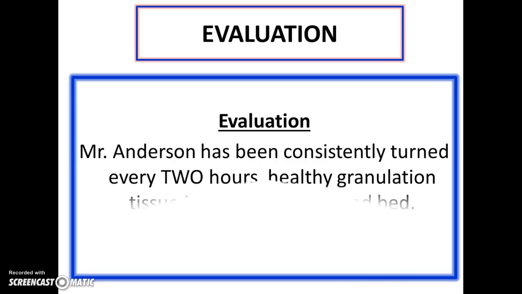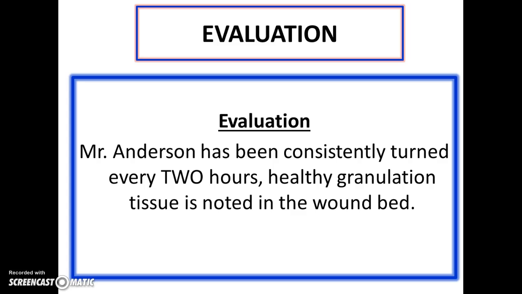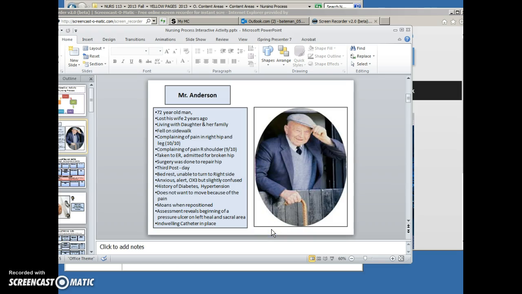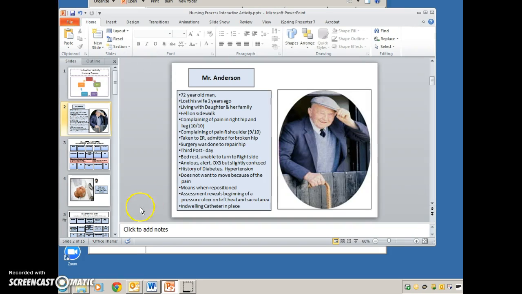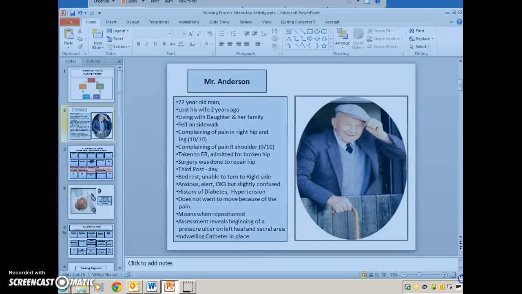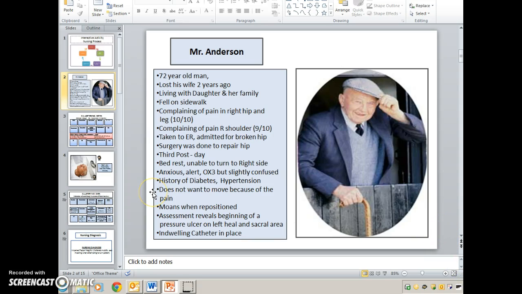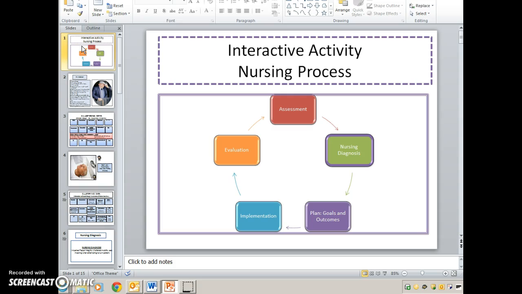When we evaluate, we're going to evaluate Mr. Anderson has been consistently turned every 2 hours. Healthy granulation tissue is noted in the wound bed. This would be for the skin integrity one. So that is the end of the slide presentation, in which we have discussed Mr. Anderson here, and he is probably one of the typical patients that you would see in the hospital using our nursing process. And next you will see how the concept map works.